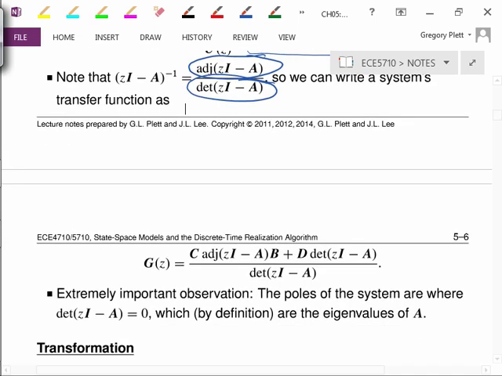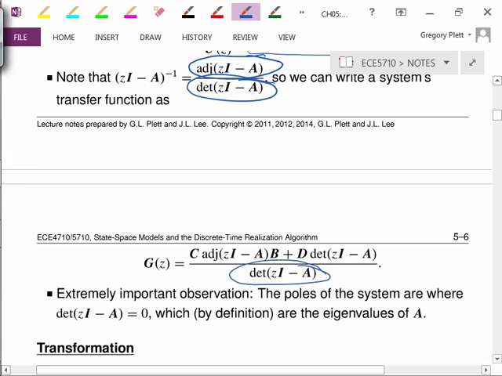When we make that substitution, we can write G(z) is C times adjoint(zI minus A) times B plus D, and that's all divided by that determinant. In order to get a common denominator, I also had to multiply the D matrix by the determinant of zI minus A. Does this look like a transfer function? Well, in fact, it is.